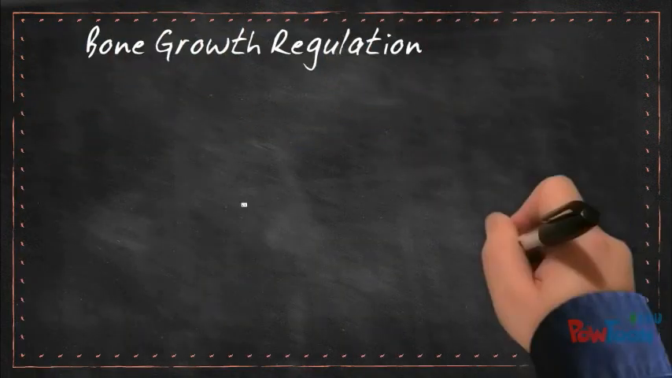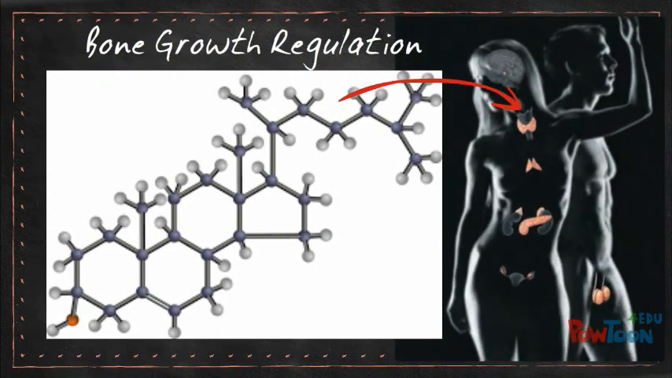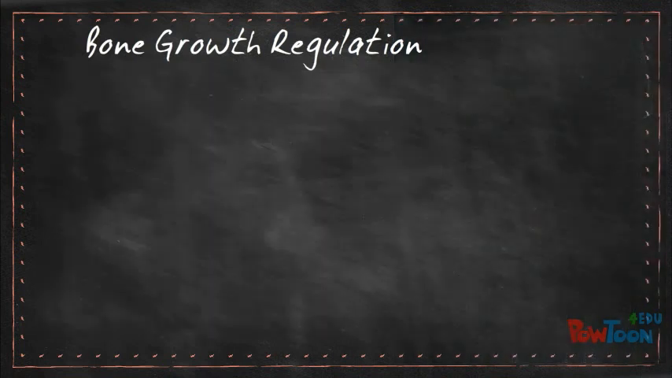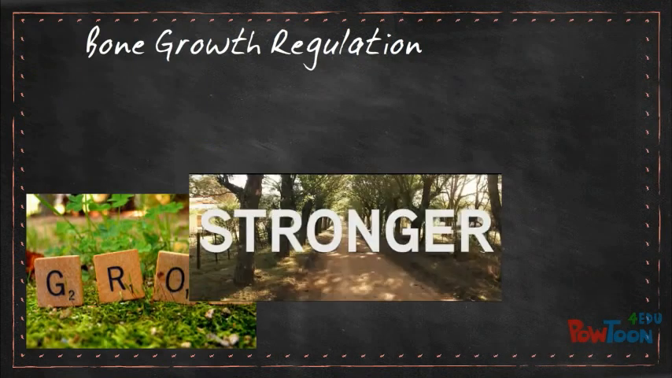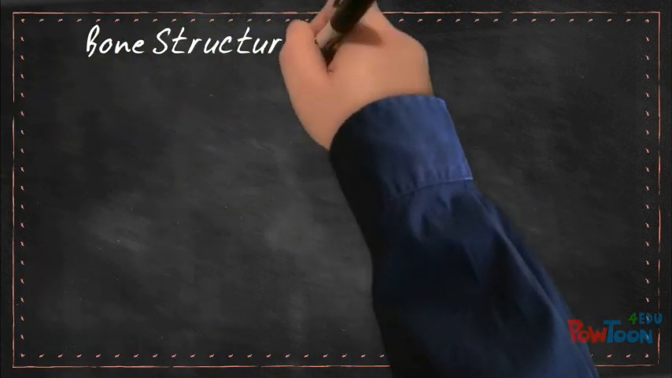Bone growth is regulated by hormones, which I won't be going into detail about now, but links to the endocrine system, which we will see at a later date. The hormones cause bones to grow or get stronger, or to break down and release calcium into the blood. This is part of the calcium homeostasis cycle. So back to the structure of the bone.